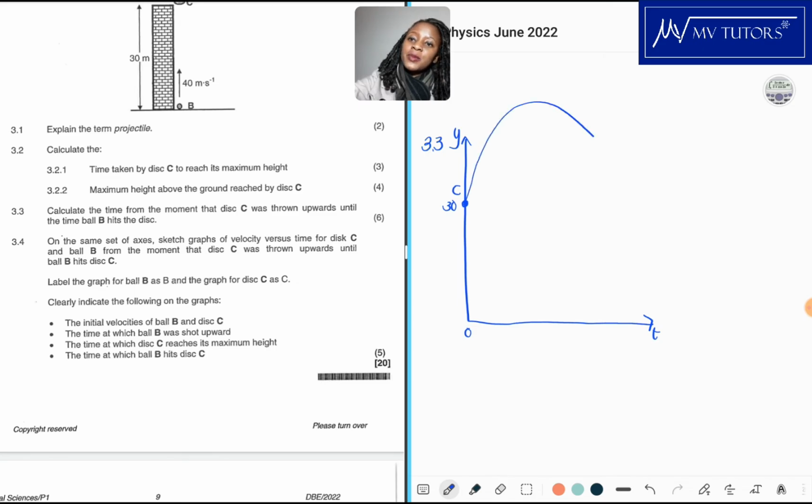Then it goes through its projectile motion. It doesn't actually reach the ground because ball B ends up hitting it at some point. We don't know where, okay? But we do know that disk C reaches its maximum height at 1.53 seconds. We do know that initially it had a velocity of 15 meters per second. There it was 0 meters per second. What else? Yeah, so that's what we know about disk C.